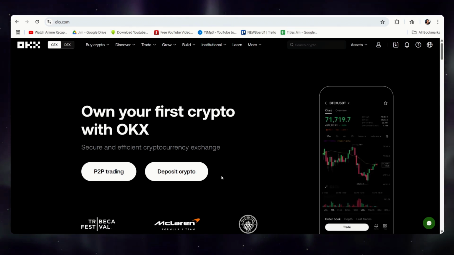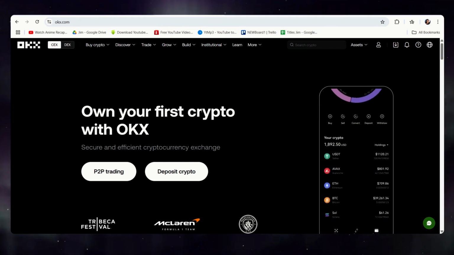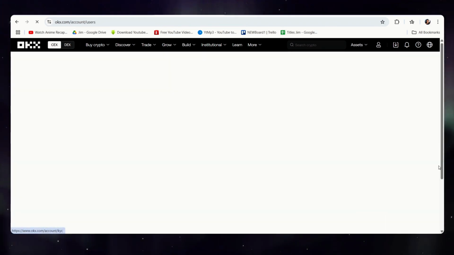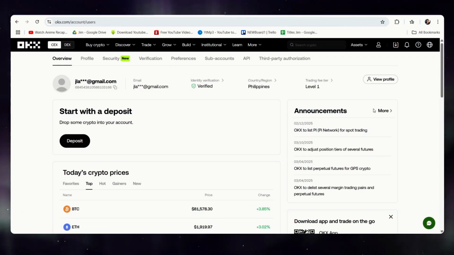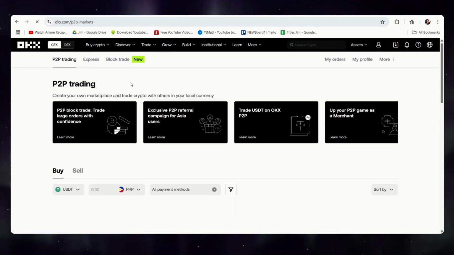P2P. Now, this is the OKX homepage. Depending on where you are, you might be seeing something like this, or you might be seeing something like this. Now, to simply go to peer-to-peer, go over to the top, buy crypto, and then go to P2P trading.